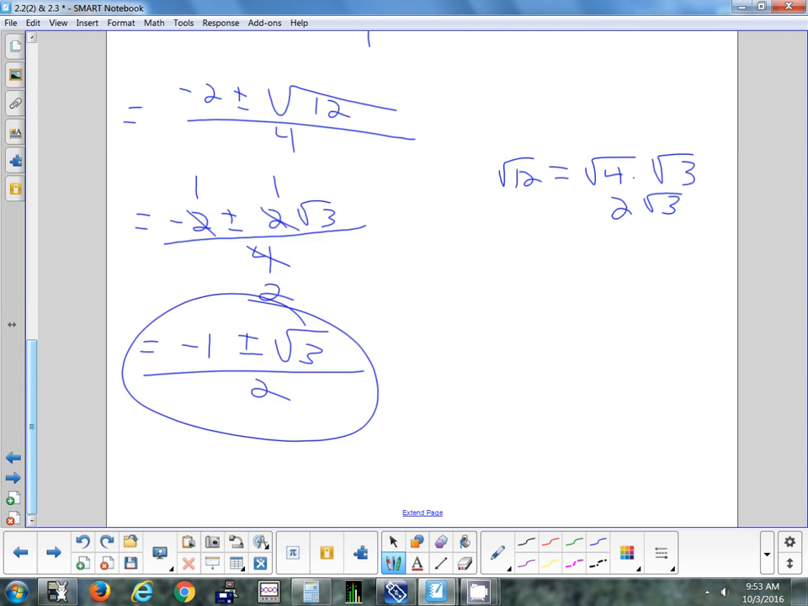Now, when you solve a word problem, make sure that negative answers make sense. Maybe if you're talking about length, you'd only want the positive, but it depends on the problem. Okay, so any questions on quadratic formula?